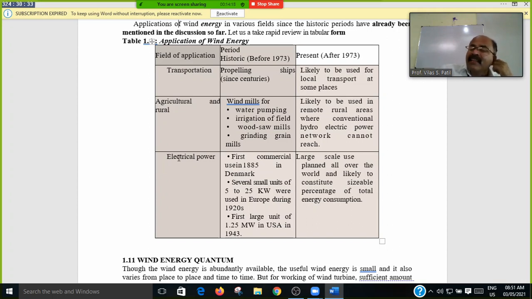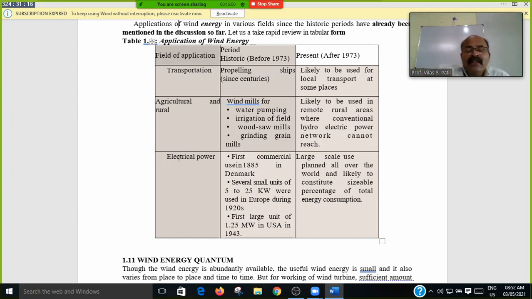Grinding grains in mills, I told you yesterday: to flour, that is, the flour mill used for grinding grain, that flour mill is also operated with wind mills. That is, to pump the water from the well in forest or at the mountain where the electricity is not present, and where the wind energy is to be converted into electrical energy. Irrigation of the field, then wood saw mill, again grinding the grain mill, likely to be used in remote areas, for the rural area where the conventional hydroelectric power or the network cannot be reached.